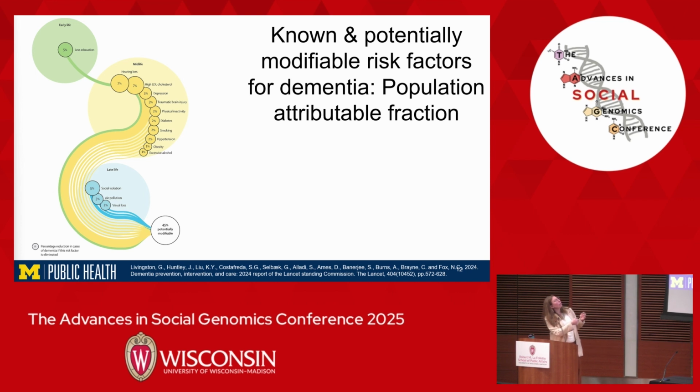It takes us all the way from early life to midlife factors to later life factors. And you see there's a lot of factors that people in this room are really passionate about. Things like early life education, a lot of these midlife conditions, another social factor, we've got social isolation out here. And they're estimating the proportion that might be modifiable if we're able to intervene on these factors.